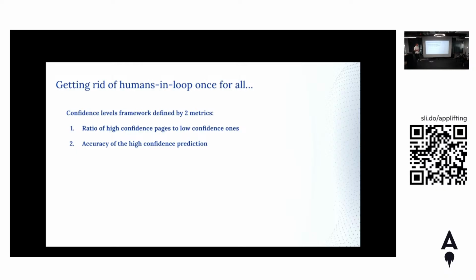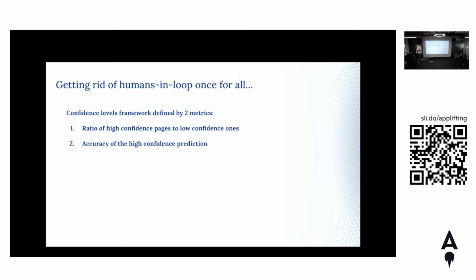So how did we do it? I maybe like this part of the project the most, or it's definitely one of my favorite parts of it. We introduced confidence levels, again, something that you could probably introduce in all the other AI products, and we introduced them in a very specific framework, basically defined by two metrics.